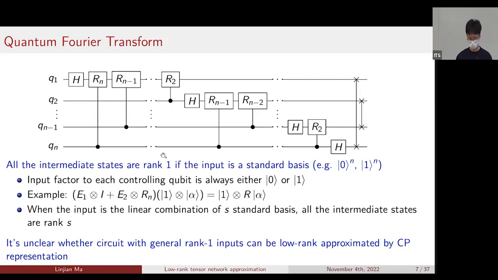Unfortunately, for CP decomposition, when the input is a random rank 1 state, it's unclear whether the circuit will generate low rank states, intermediate states, and output states when we do the simulation. This was also verified experimentally. We see that the rank will grow pretty fast. And I also want to mention that there is existing work, and Chris also mentioned that using MPS, we can get a pretty low MPS rank when we do the simulation. But when the MPS rank is low, it's also possible that the CP rank is pretty high. So choosing different ansatzes can get very different results.